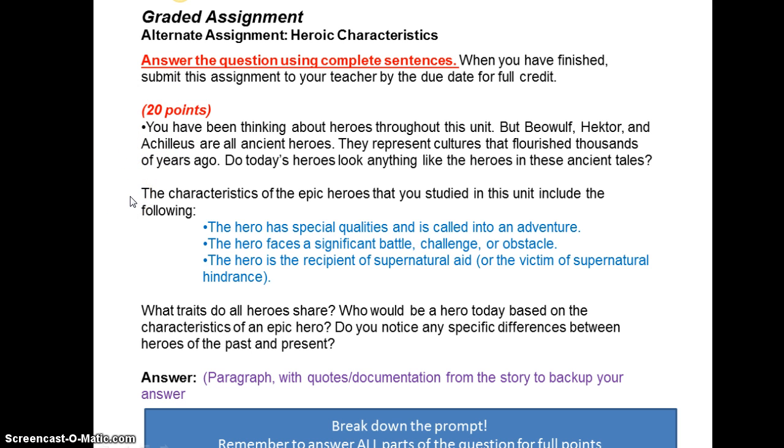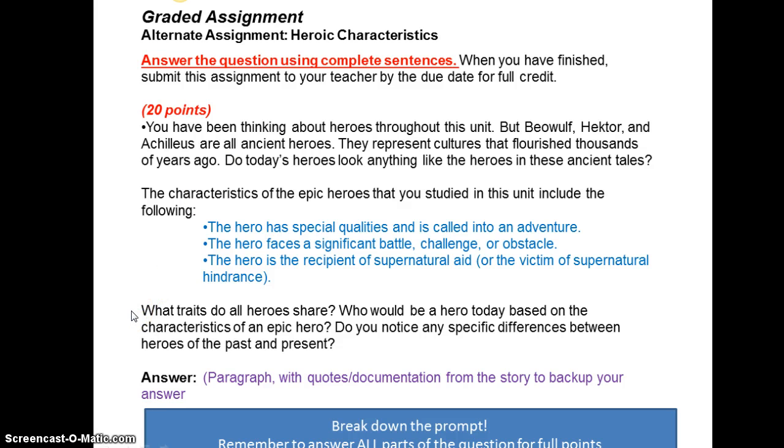The characteristics of the epic heroes that you studied in this unit include the following. The hero has special qualities and is called into an adventure. The hero faces a significant battle, challenge, or obstacle. The hero is the recipient of supernatural aid or the victim of supernatural hindrance, in the case of Hector when he is ruled against by the gods and goddesses.